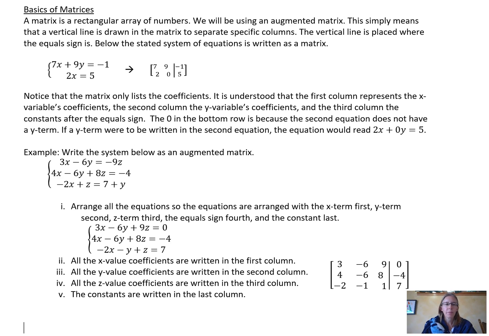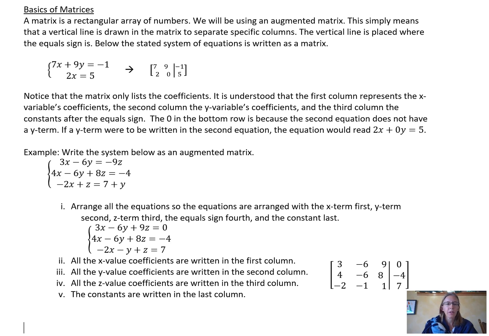All right, so for some basics, a matrix is a rectangular array of numbers. We're going to be using an augmented matrix. This simply means that there's a vertical line that's drawn in the matrix to separate certain columns. Our vertical line will always happen right before the last column. The vertical line for us is placed where the equal sign would be.